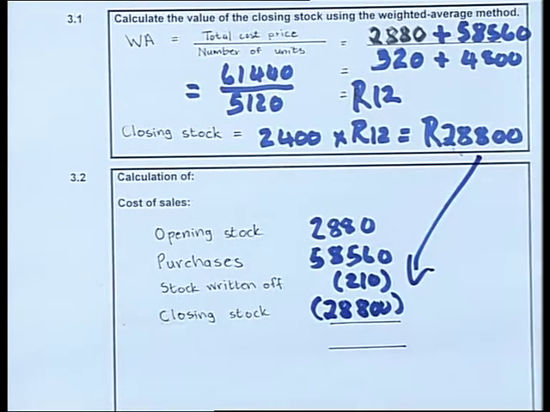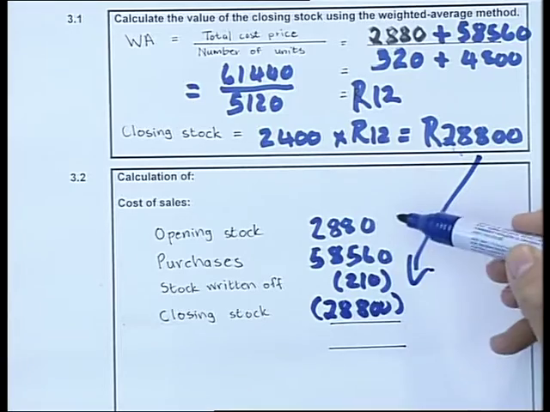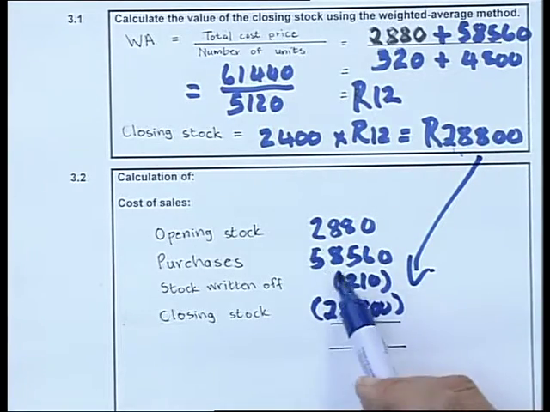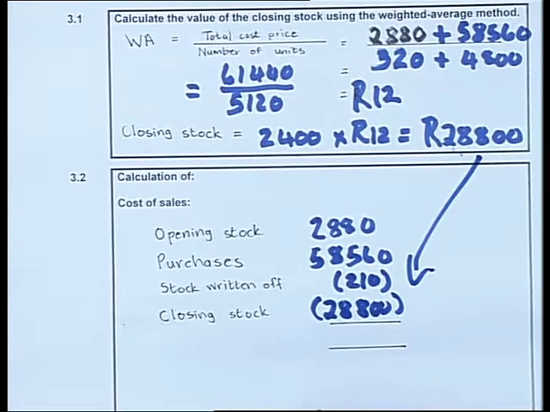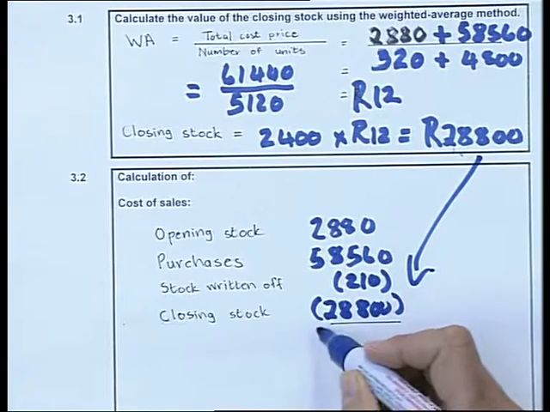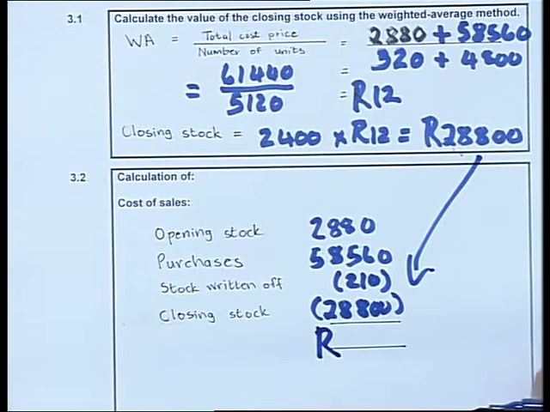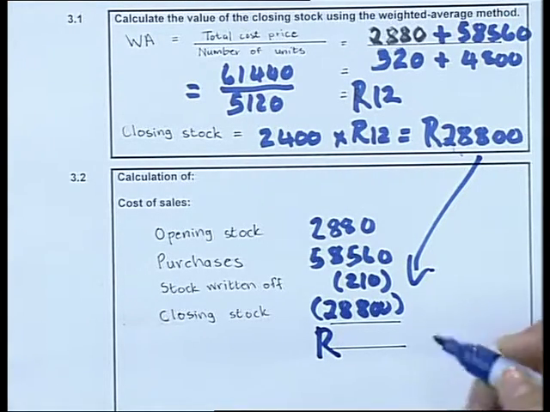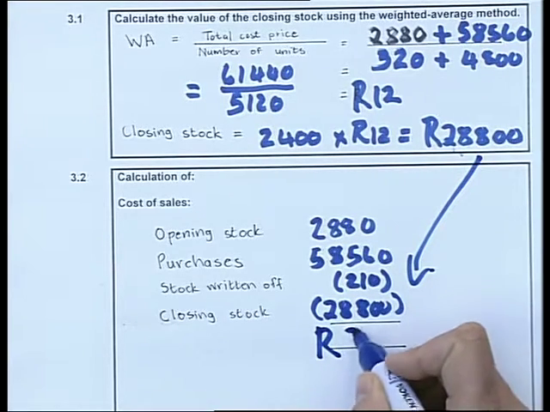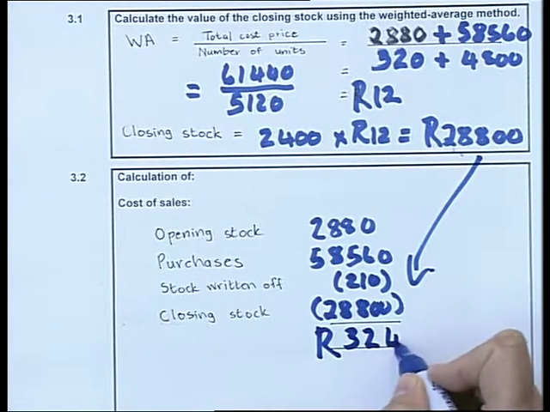Okay, so we say 2,880 plus 5,850 minus 210 minus 28,800, and that will then give you the cost of sales. And you should get an amount of 32,430.